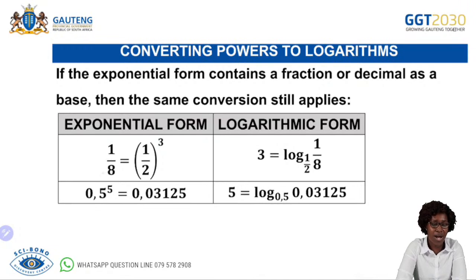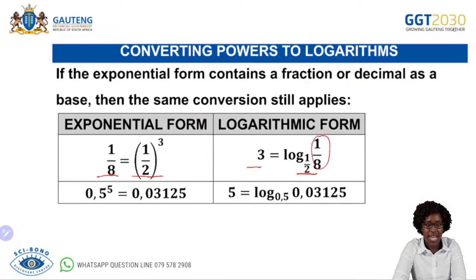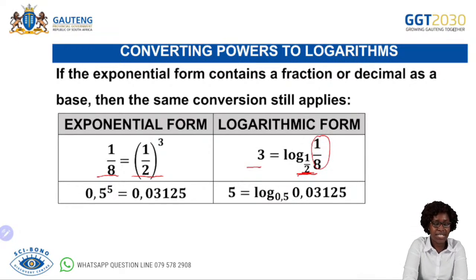So if I have 1/8, we all know that 1/8 is the same as the fraction 1 divided by 2 all raised to the power of 3. When I'm changing this to logarithmic form, I take 3 and I say it's equal to the log of 1 over 8. And the base there was a half, so the half comes down as the base of your logarithm. Just the same as the decimal that we have here.